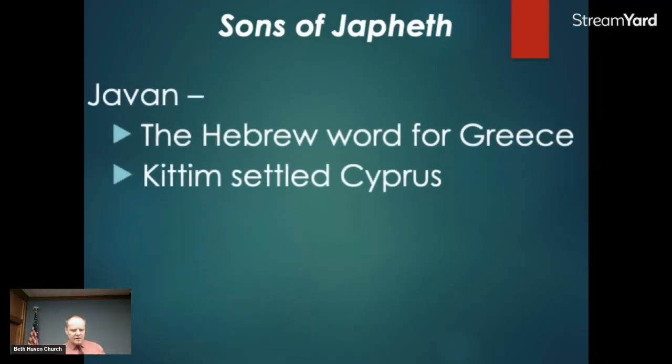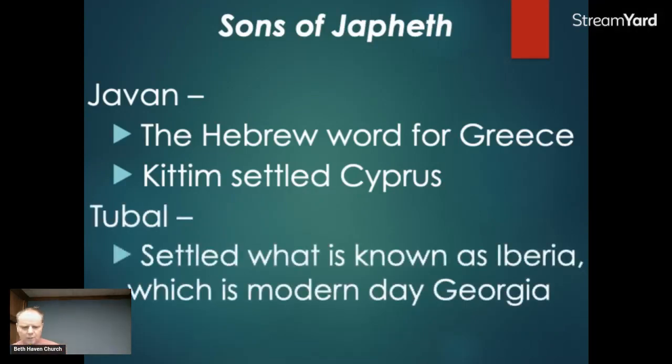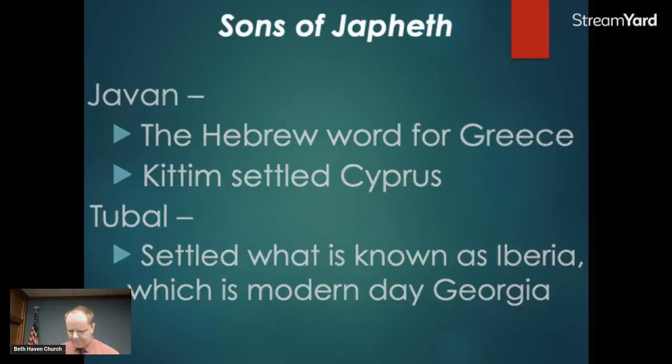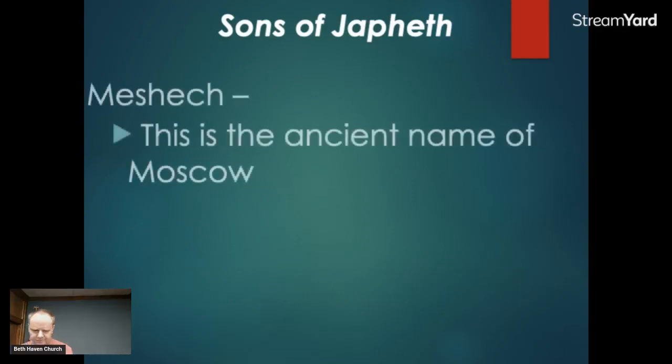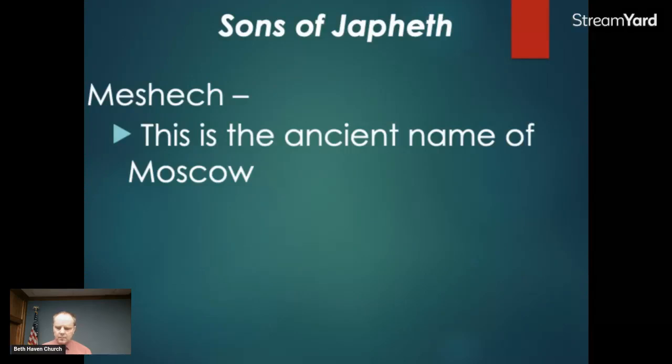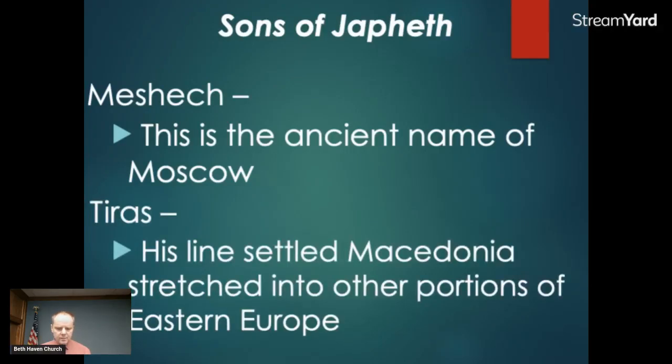The sons of Japheth, also you have Javan. This is the Hebrew word for Greece. Kittim settled Cyprus, one of the islands. Then you have Tubal, which is known as Iberia, which is modern day Georgia. Now, not the state, the country. Don't mistake Tubal for those who like peach pie and speak Southern. Then you have Meshech. This is the ancient name of Moscow. And then Tiras. His line settled Macedonia and stretched into other portions of Eastern Europe. All sons of Japheth.